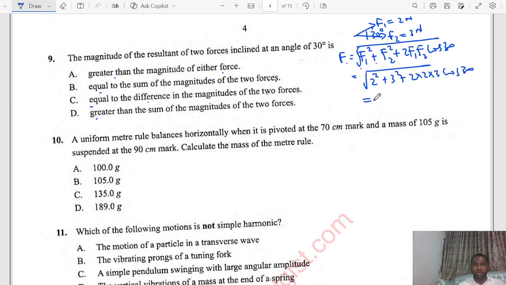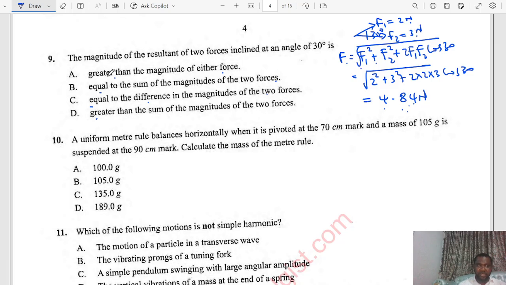Okay, so I'm going to use my calculator to do that quickly. So we have 2 squared plus 3 squared, then plus 2 times 3, then cos 30. So the answer is 4.84 newtons, you see. So 4.84 newtons is the resultant force. It is greater than 3 and also greater than 2.